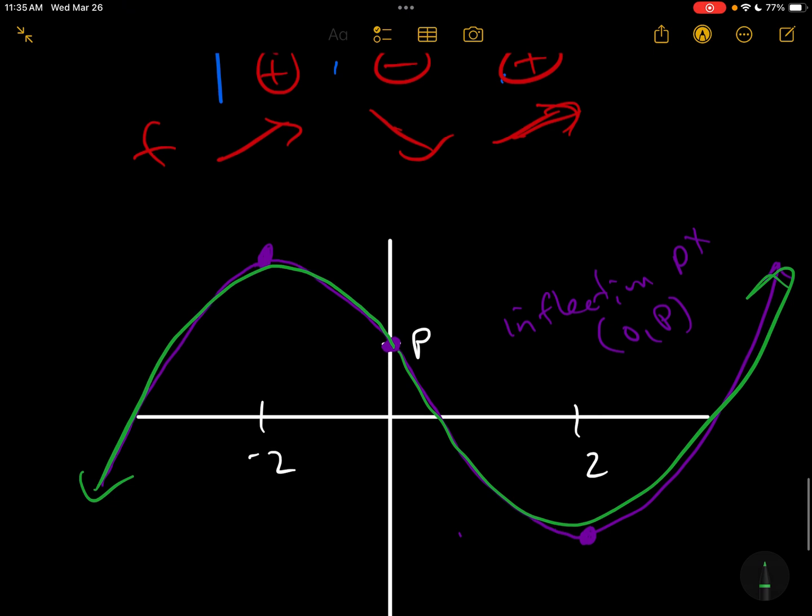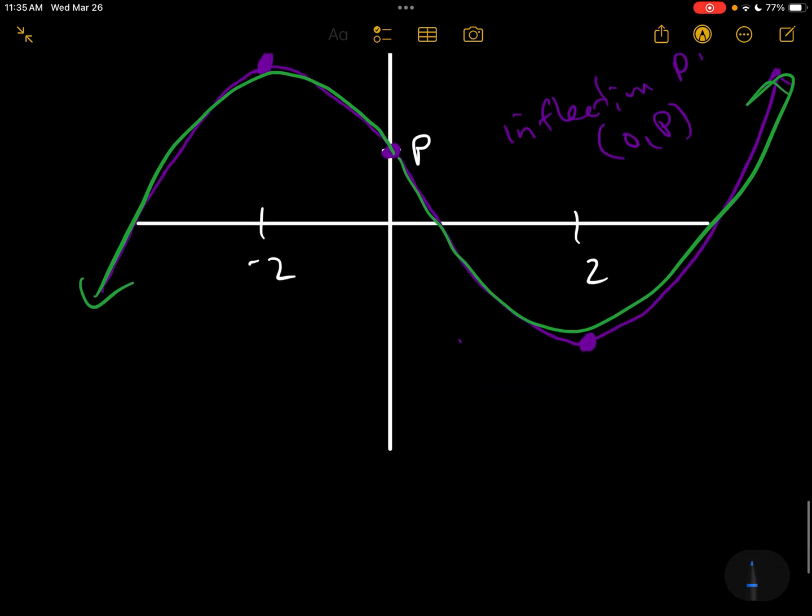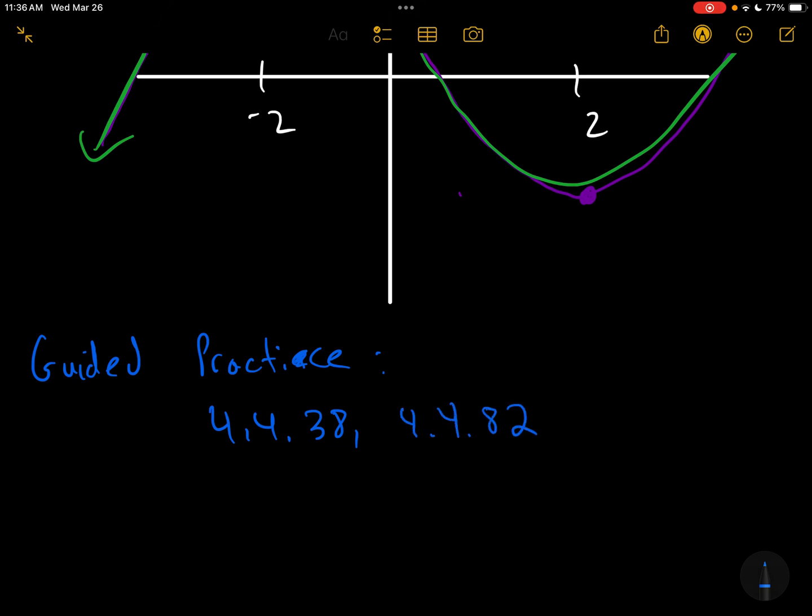All right, that's everything from chapter 4.4. For guided practice, go to problems 4.438 and 4.482.